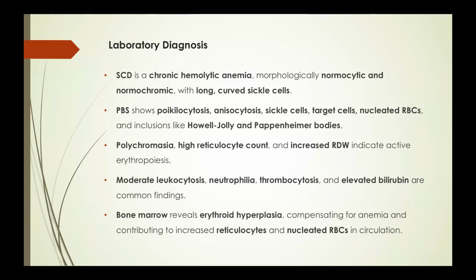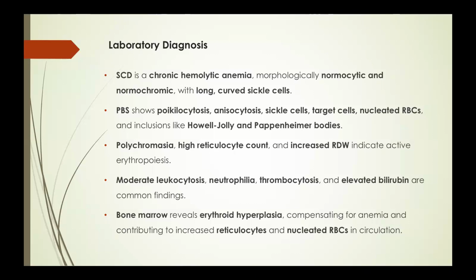And of course, because of compensation, there will be polychromasia, which means high reticulocyte counts, and also increased RDW because of compensation and the presence of multiple populations of RBC in peripheral blood. Apart from that, there would also be other findings which affect leukocytes. Neutrophilia will be present, thrombocytosis, and elevated bilirubin.